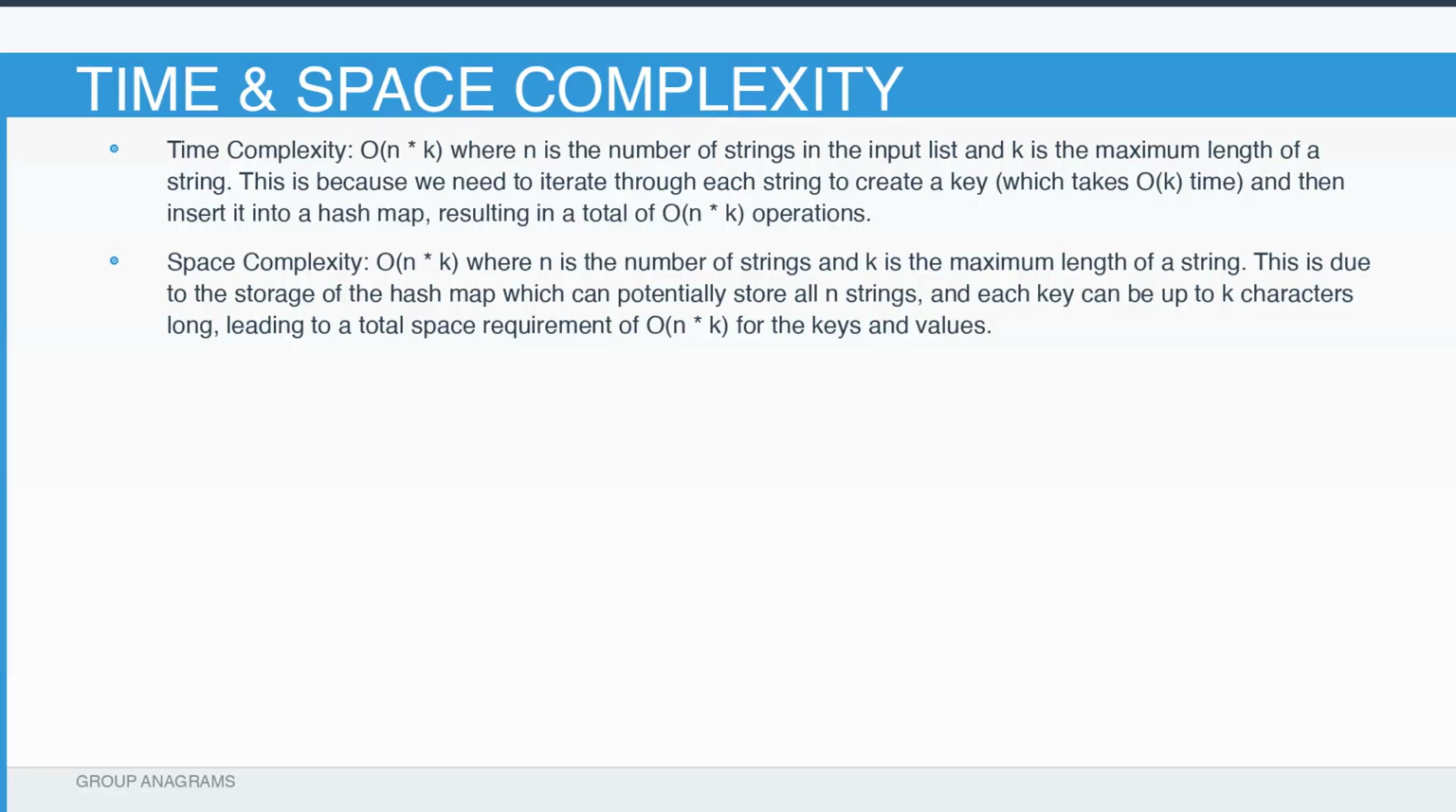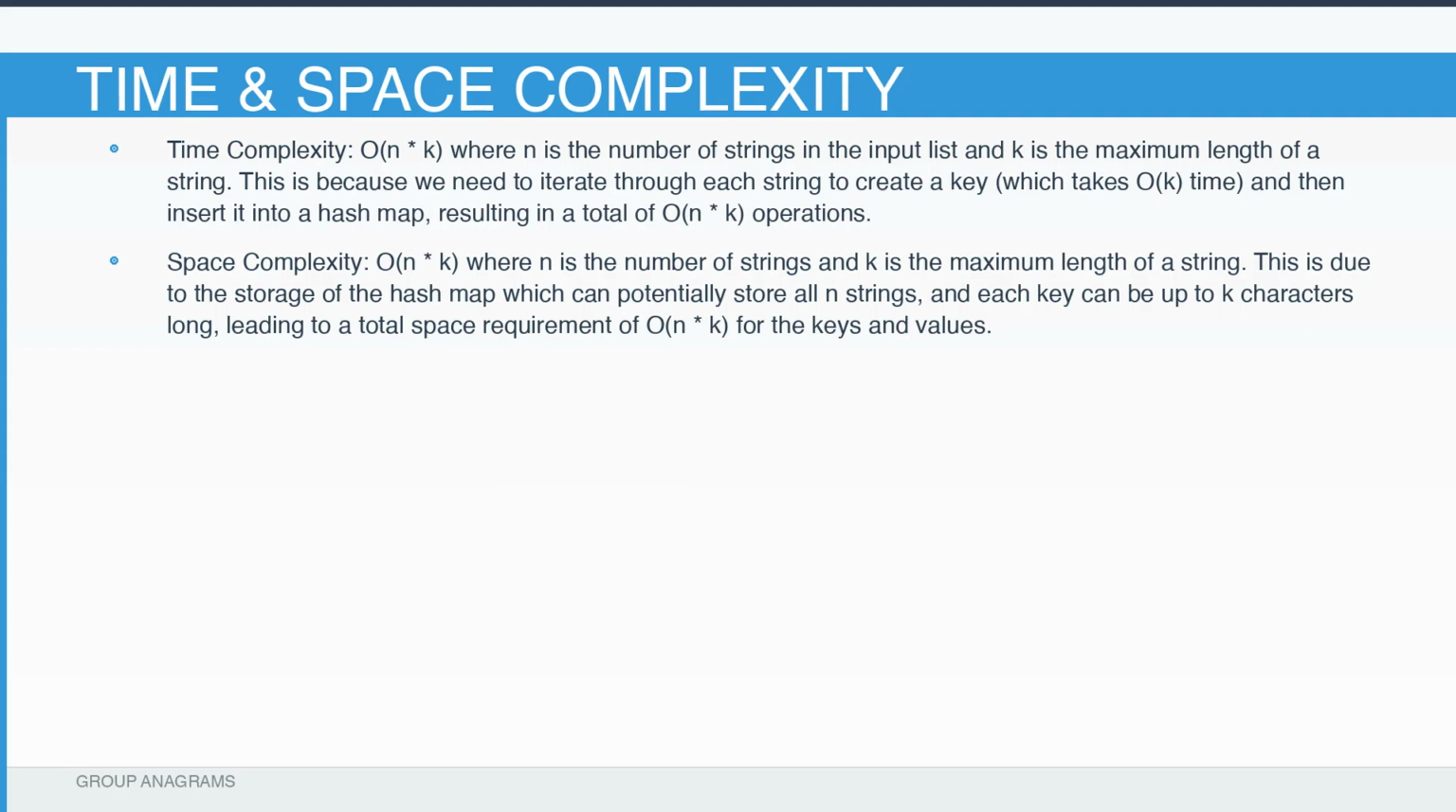The time complexity for grouping anagrams is O(n k). Here, n represents the number of strings in our input list, while k is the maximum length of any single string. To group anagrams, we first need to iterate through each string to create a key. This key is typically generated by sorting the characters in the string, which takes O(k) time. After creating the key, we then insert it into a hash map, which leads to a total of O(n k) operations overall.